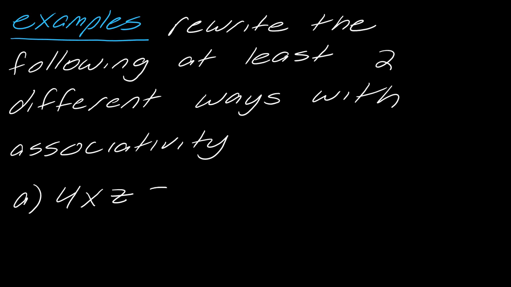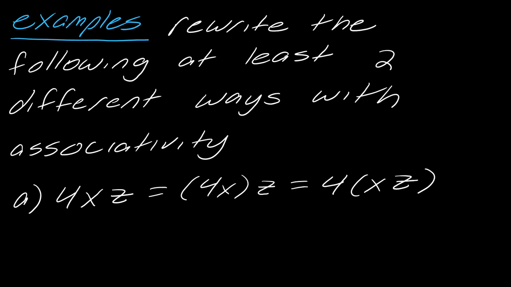So in this case, if I wanted to, I could do 4 times x first and then multiply the z, or I could do the x times the z first and then multiply by the 4. And if you wanted to get even more creative with this, you could also start flipping the order around. That would be the idea of commutativity with associativity. So that's something you can totally do. So this is something you're always allowed to apply as long as you're multiplying everything together.